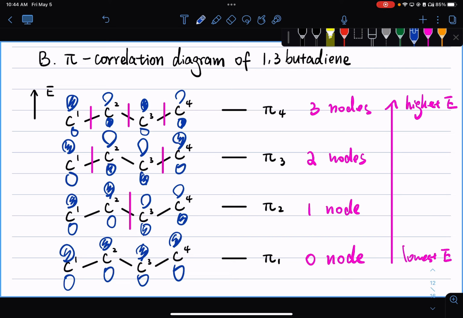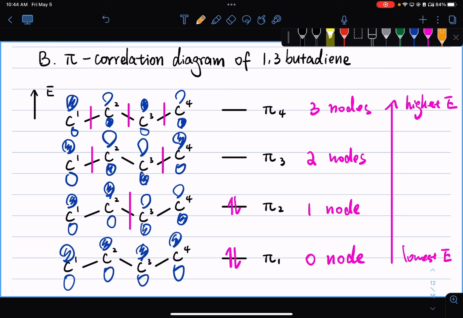And now we're ready to put electrons into my pi correlation diagram. How many pi electrons do we have? We have a total of 4 singly occupied p atomic orbitals. So naturally, we have 4 electrons. So if we put the electrons in, that's 1, 2, 3, 4.